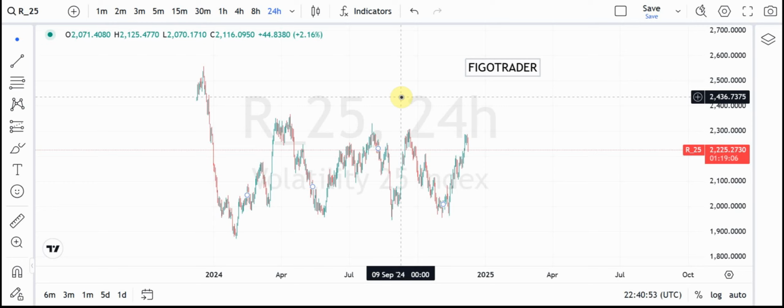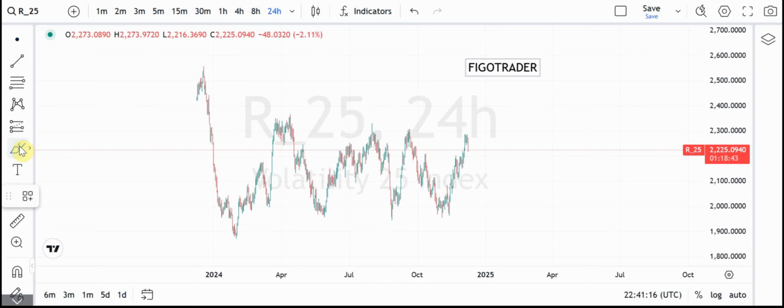So with me here is a chart of V25, one of the synthetic indices of Deriv. Today I'll be showing you how to draw valid support and resistance zones, or you can call them demand and supply zones that are valid. Alright, let's get started. So basically I like to use the rectangle tool.